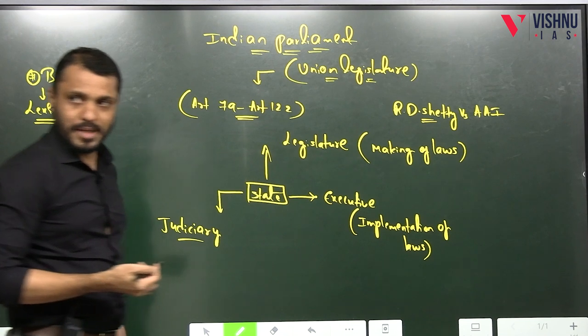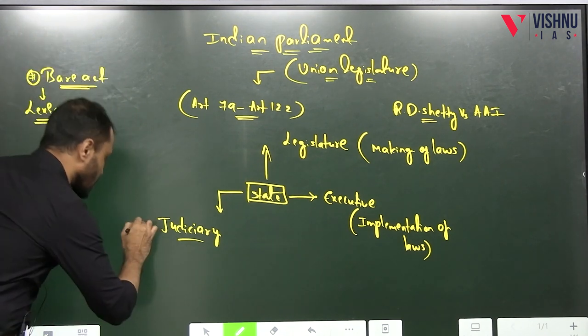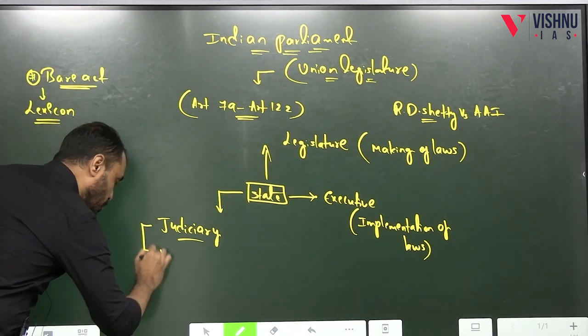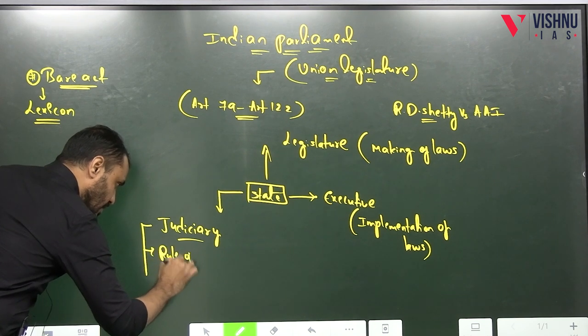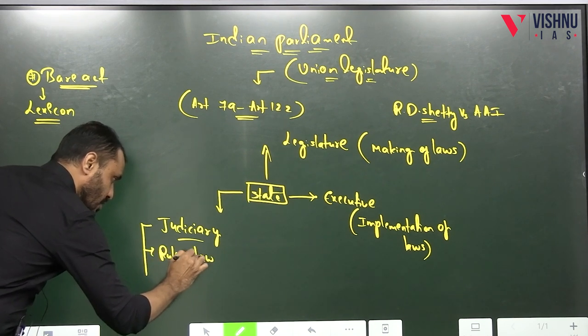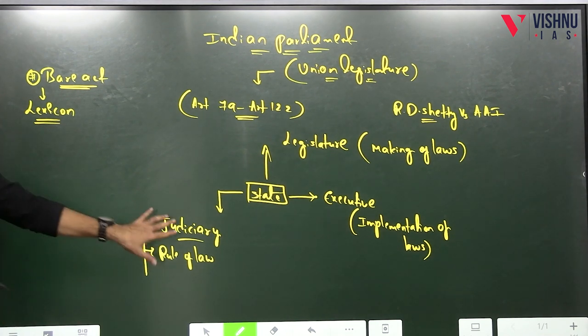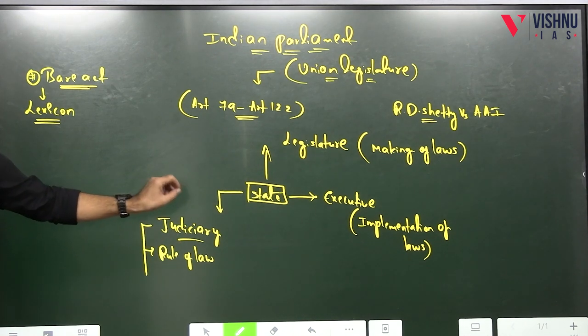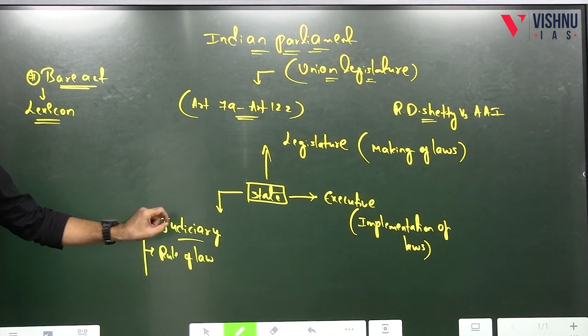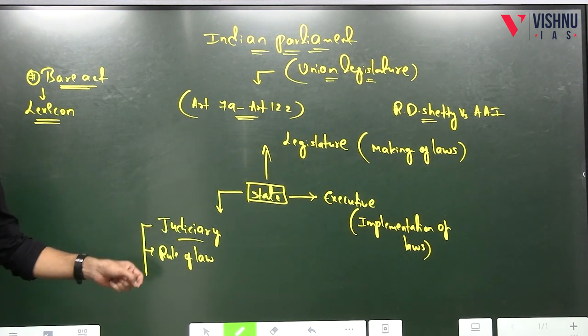The executive is about implementation of laws, whereas the judiciary upholds the rule of law. It makes sure everyone follows the rule of law by interpreting the constitution. Okay, the rule of law will be upheld by the judiciary. As long as the judiciary is independent, the rule of law will be applied independently. If the judiciary is compromised, then the rule of law cannot be implemented in a very fair manner.